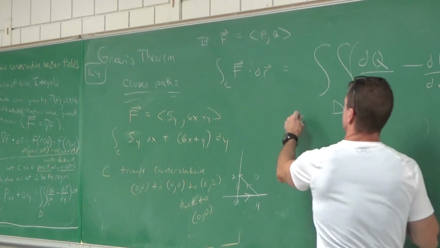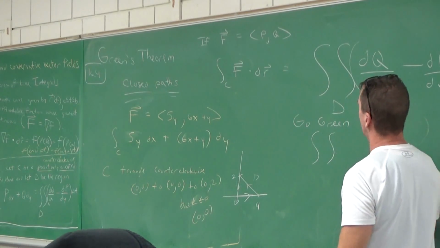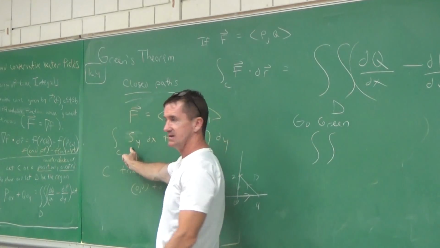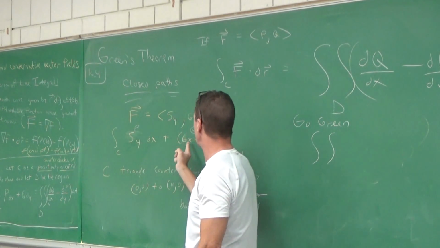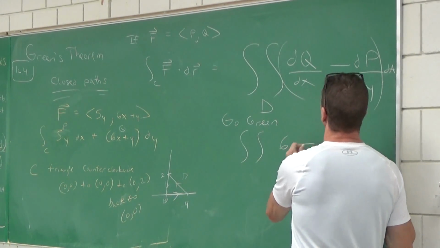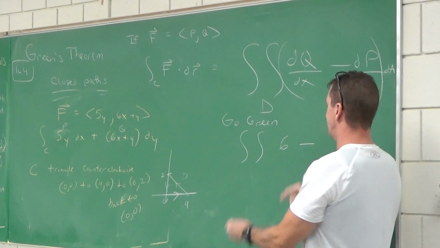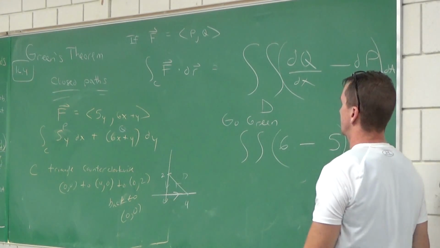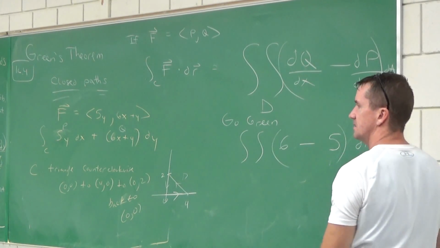Want to go green? Go green! Alright, what's dQ/dx? That's Q, that's P. Look, when they write in this case, that's your P. That's your Q. What's your Q with respect to x? 6. What's your P with respect to y? 5. You want to do dy dx? I'll keep it dA for now.